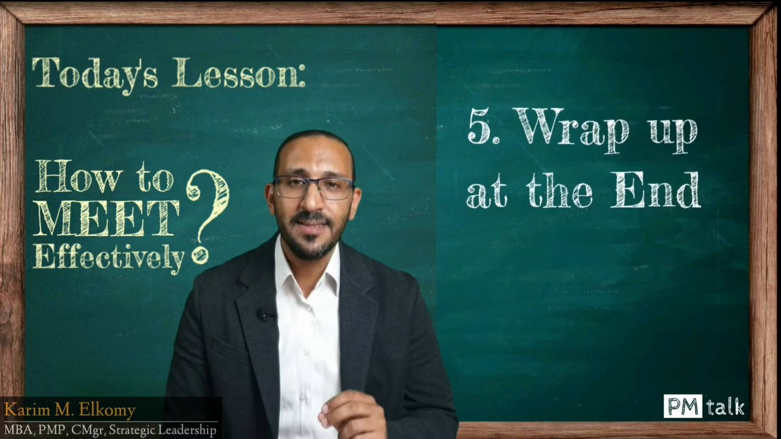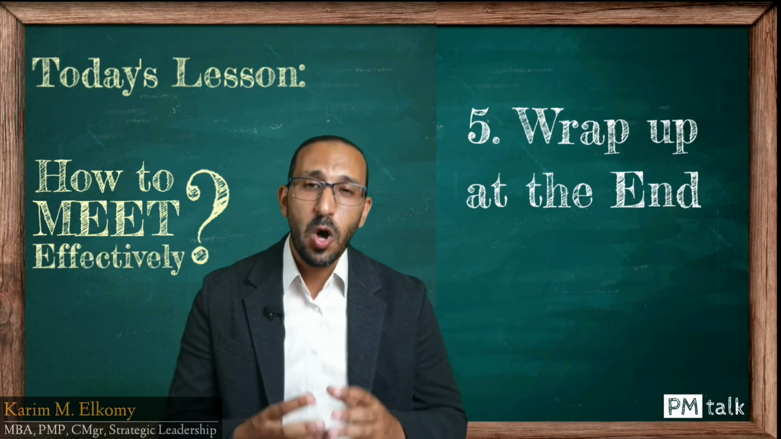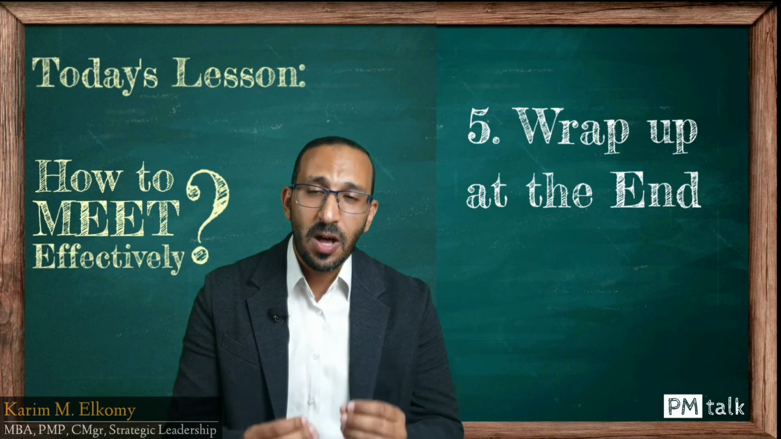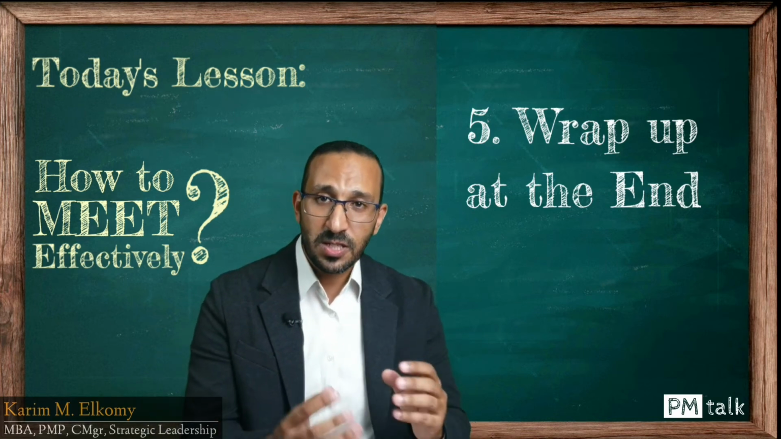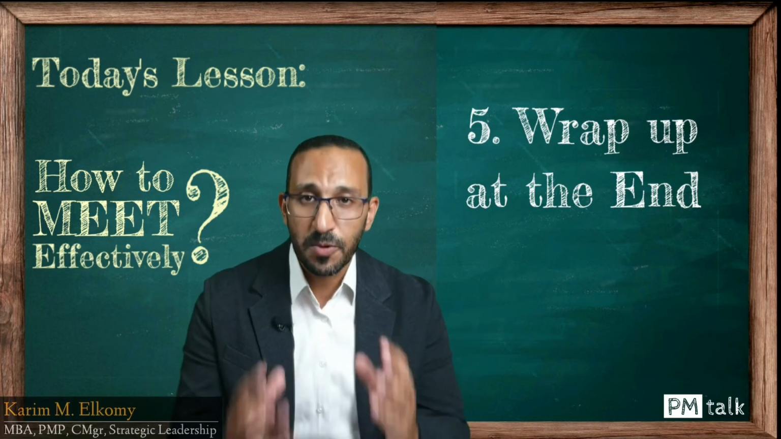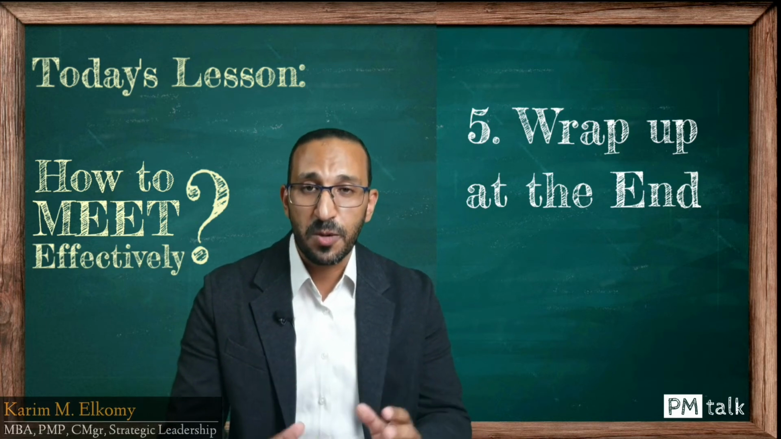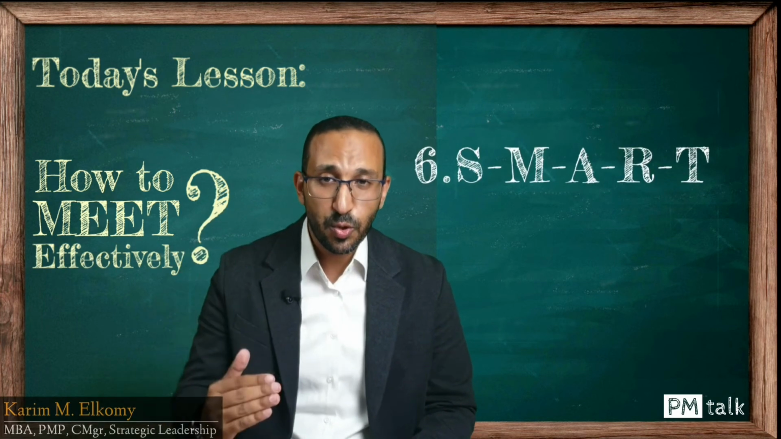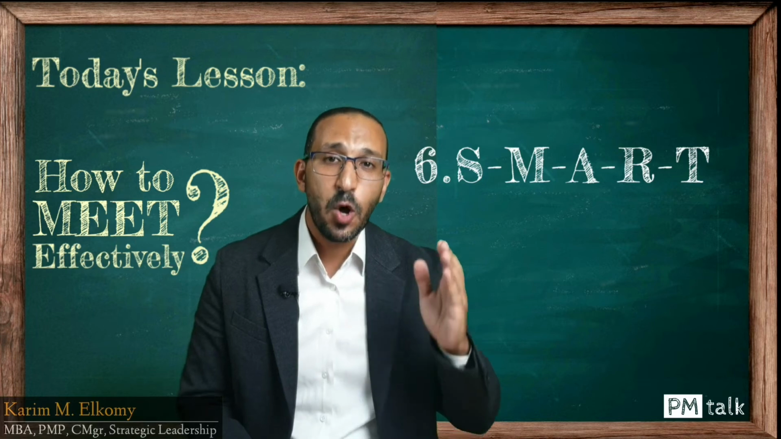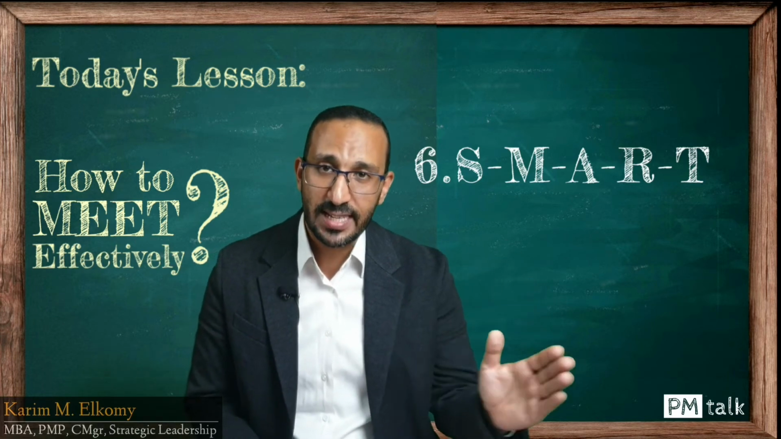Number 5, end the meeting with a summary of actions. Studies show that people only remember the few last minutes of any discussion. So make sure that the few last minutes of the meeting is a summary of all the actions and solutions that are agreed upon. When you define actions, make sure that they follow the SMART rule and that they have owners to take care of them, sponsor them, and initiate them.